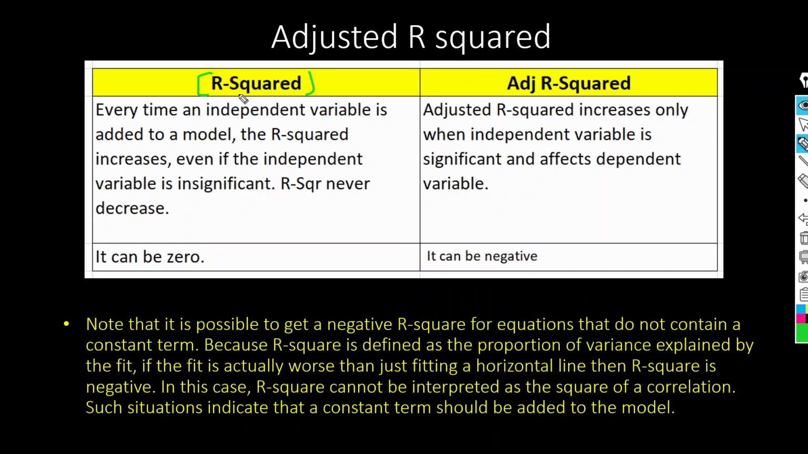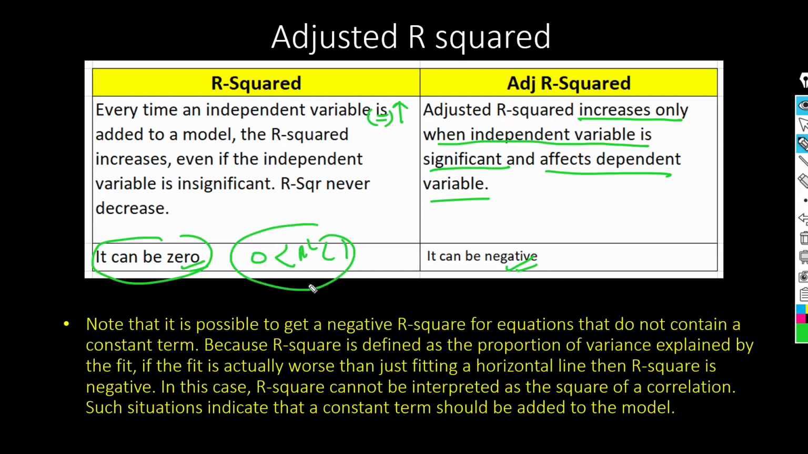What is the difference between R square and adjusted R square? That we have already discussed. R square value always increases whenever we add an independent variable, or it will be the same. But adjusted R square increases only when the independent variable is significant and affects the dependent variable, right? And R squared value can be 0 to 1, but in some cases it could be negative also, that we have already discussed.